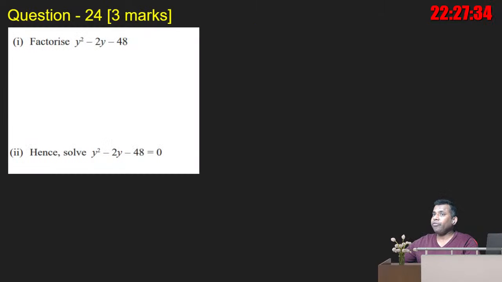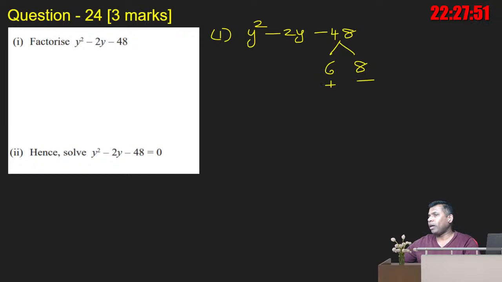Now question number 24, I'll quickly do that one. So we'll make a mark as 25 questions today. So y squared minus 2y minus 48, they're asking for factorization. You know the factors of 48 are 6 and 8. The bigger one gets the minus and the smaller one positive, because minus 8 plus 6 is minus 2. So the answer for the question is (y plus 6)(y minus 8). So that is the first part.